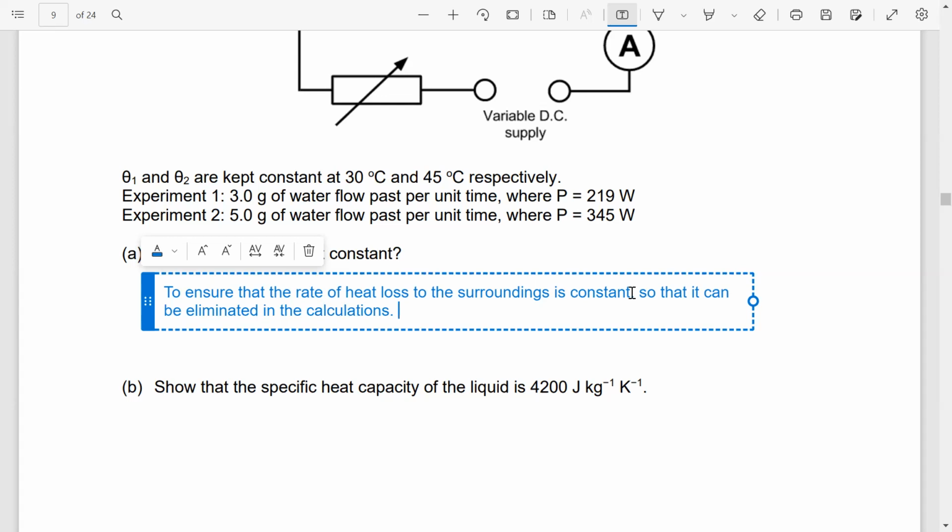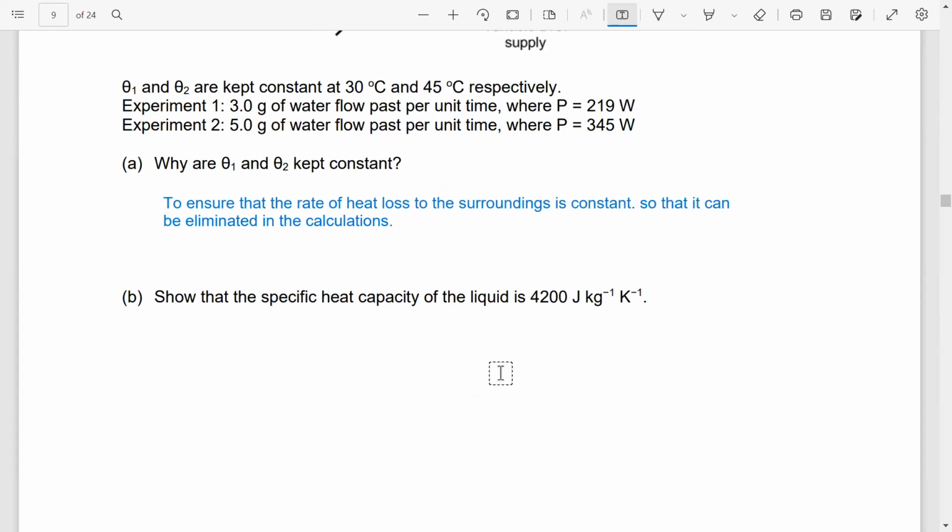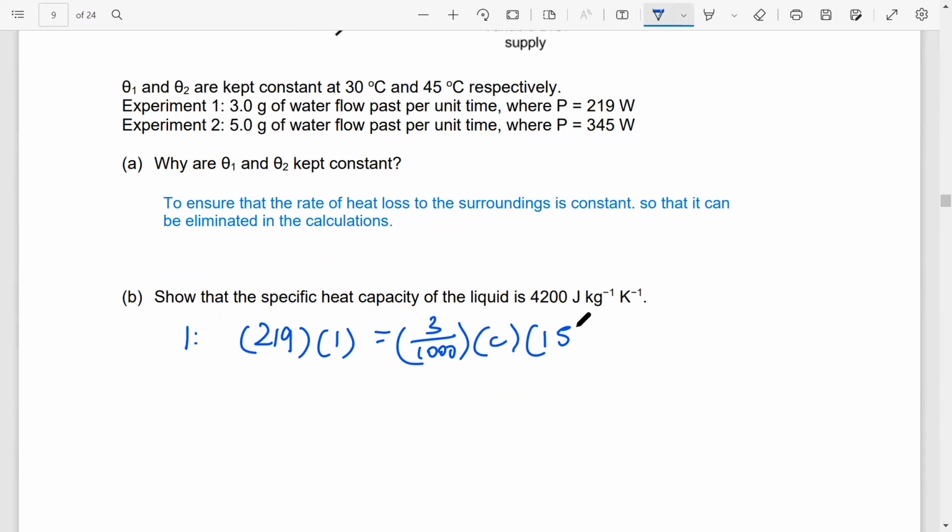So next, you need to show the specific heat capacity. So for experiment one, Q equals mc delta theta. Q is the energy. So you have 219 per unit time, let's say 1 second. So this is the energy per unit time, equals mc delta theta, which is 15, plus heat loss to surroundings. Equation one.